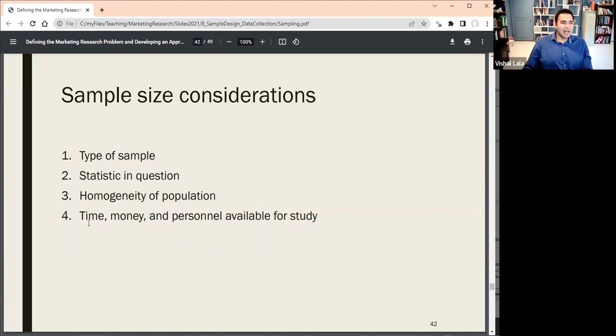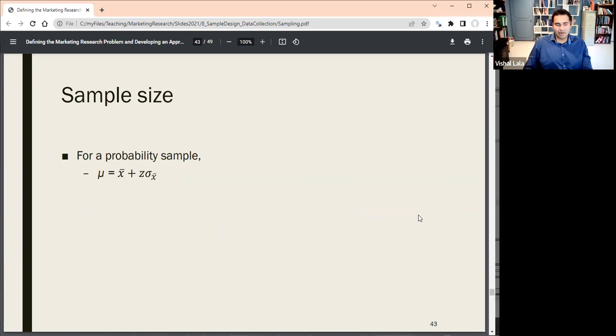And the last is probably the most important consideration. We would like to have a large sample, but there are constraints on time, money, and personnel for any given study that might put a cap on how much data we can collect or gather.